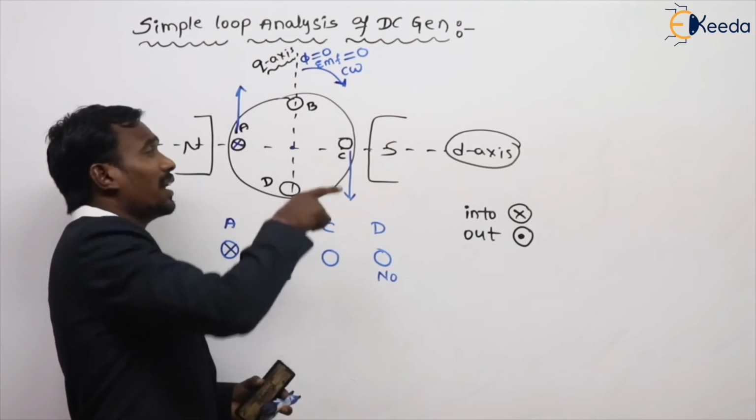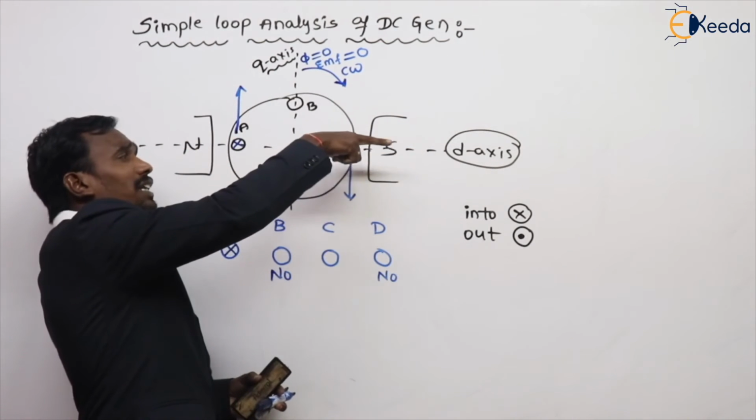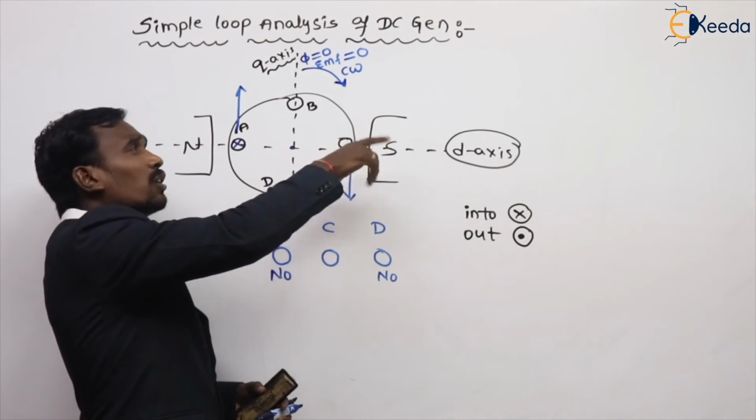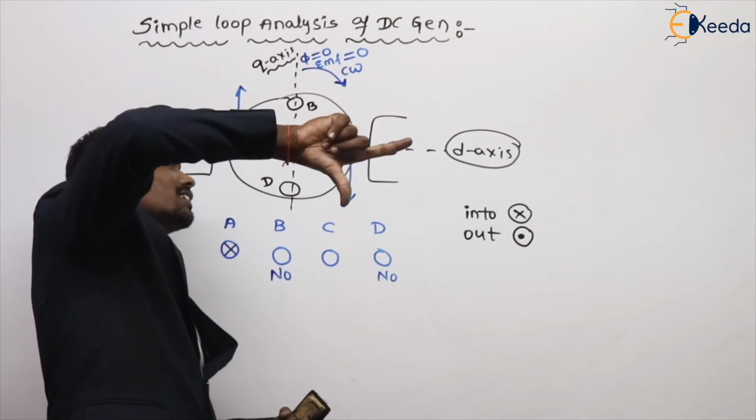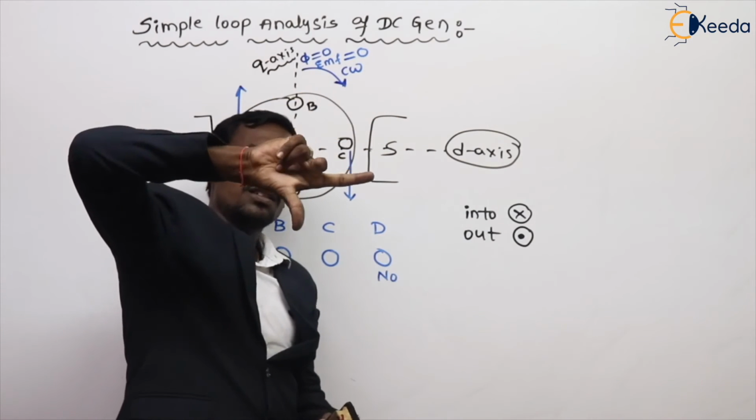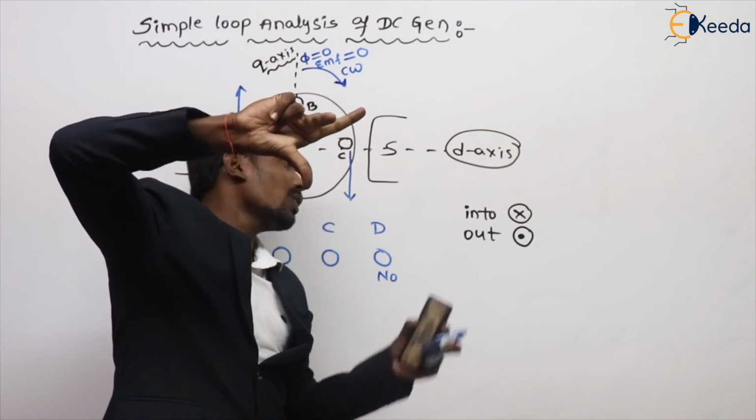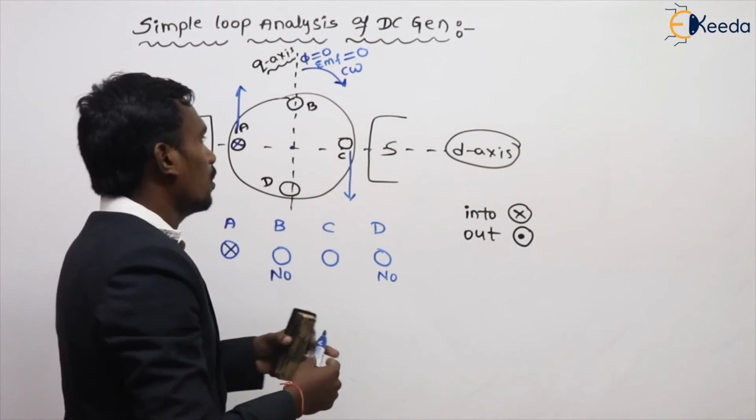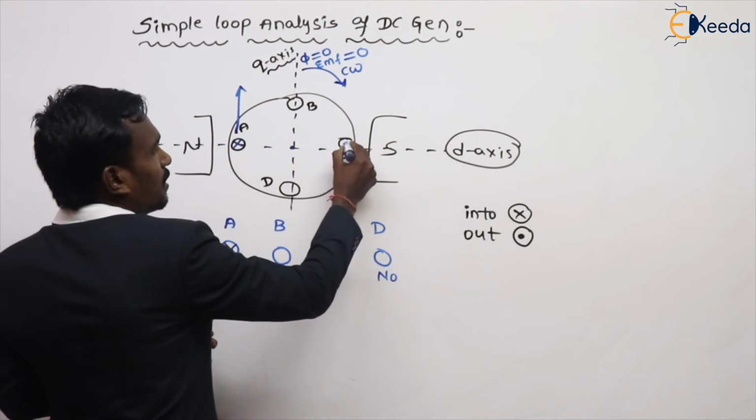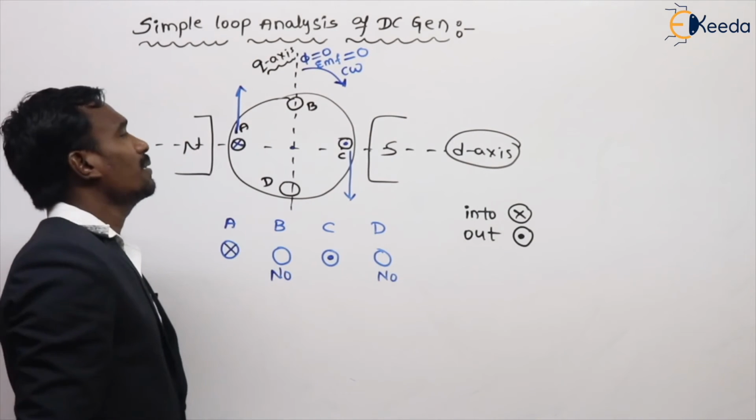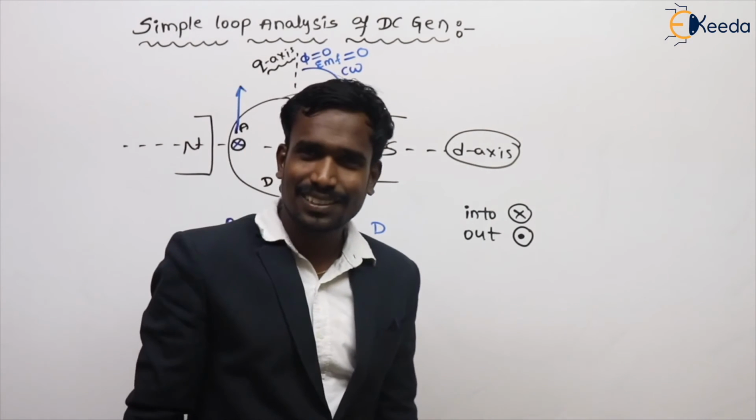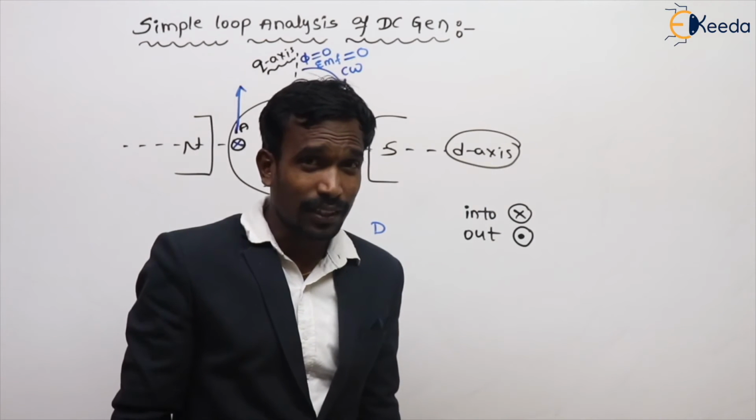Let's check it. Again, the flux direction is the same. But here the conductor direction is upwards or downwards? When the rotor is rotating like this, the conductor direction is downwards. Then what is the EMF direction? Outwards or inwards? Outwards. Outwards is nothing but dot. This is the EMF induced in these conductors. Are you getting it or not?